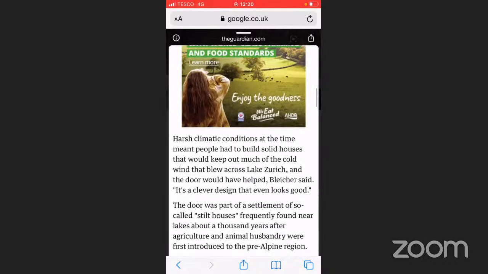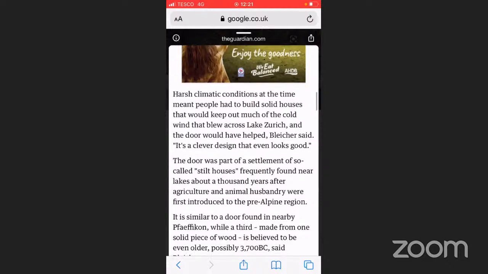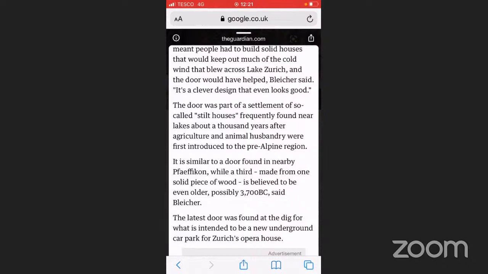Harsh climatic conditions at the time meant people had to build solid houses that would keep out much of the cold wind that blew across Lake Zurich. Do you know what? That's the reason then, isn't it? To keep out the cold. And the door would have helped. It's a clever design that even looks good. The door was part of a settlement of so-called stilt houses, frequently found near lakes about 1,000 years after agriculture and animal husbandry were introduced to the area.